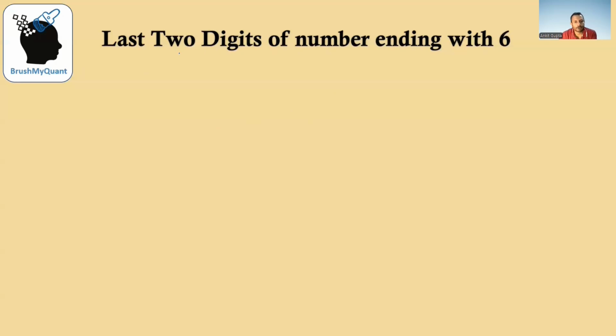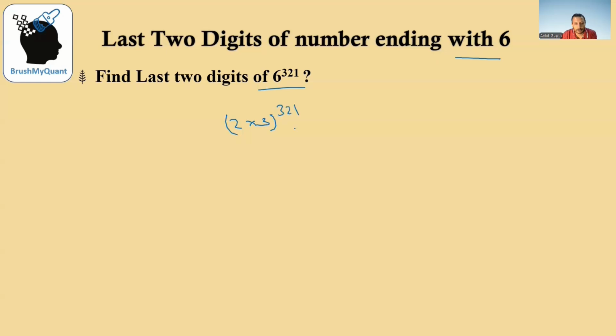Now let's learn how to find the last two digits of numbers ending with 6. So find the last two digits of 6 raised to 321. Now in order to find this, we need to split 6 into 2 and 3. The power of 2 you have already seen before. For the power of 3, do check out the video provided in the description of this video, where I teach you how to find the last two digits of numbers whose unit digit is 3. So let's break this so that you can write 2 into 3 raised to 321.